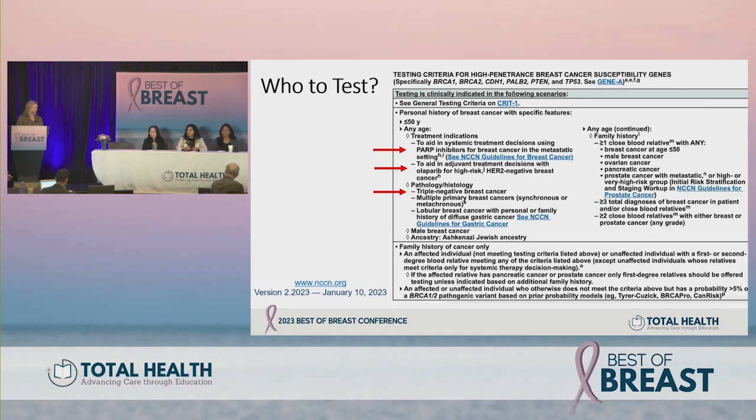And also, if they have at least 3 total diagnoses of breast cancer in the patient and or their close blood relatives, and there's no age limit in this category. And also at least 2 close blood relatives with either breast or prostate cancer of any grade. So I mean, there's a lot of criteria to remember, so I usually just print this out and look, because they are updated regularly, so I make sure that we get updated information.